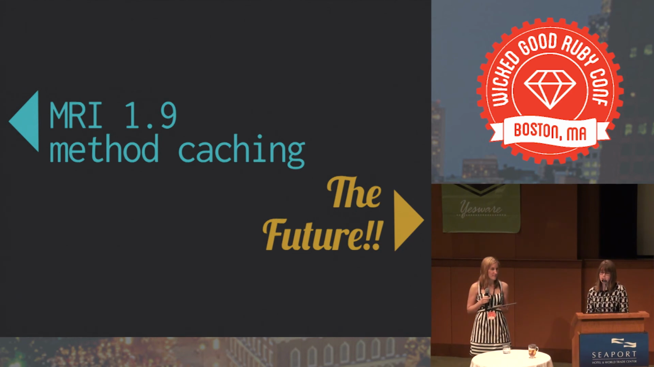So that's method caching in Ruby 1.9. It's kind of a lot of drama. So we're excited to introduce some new ideas that we hope are in Ruby's future.